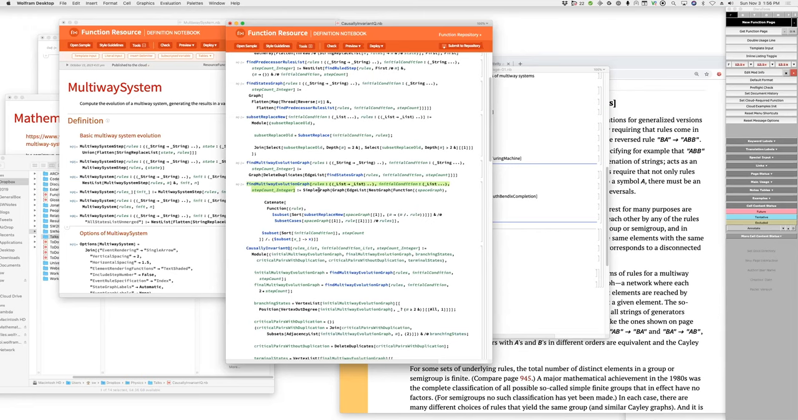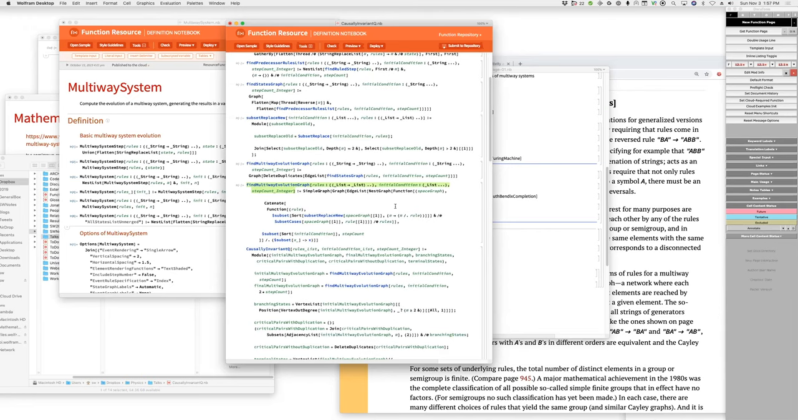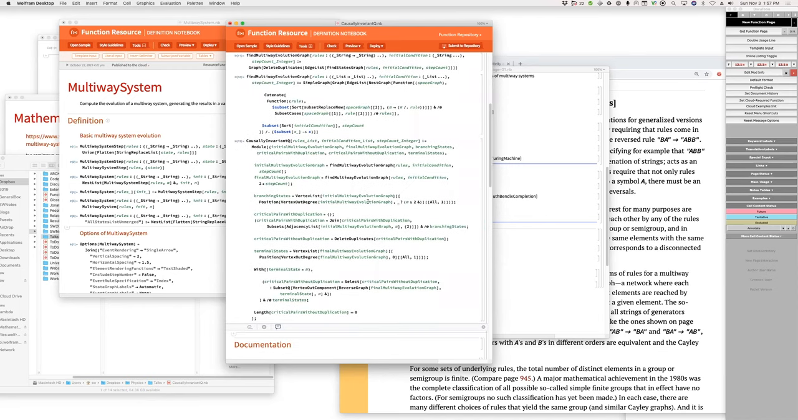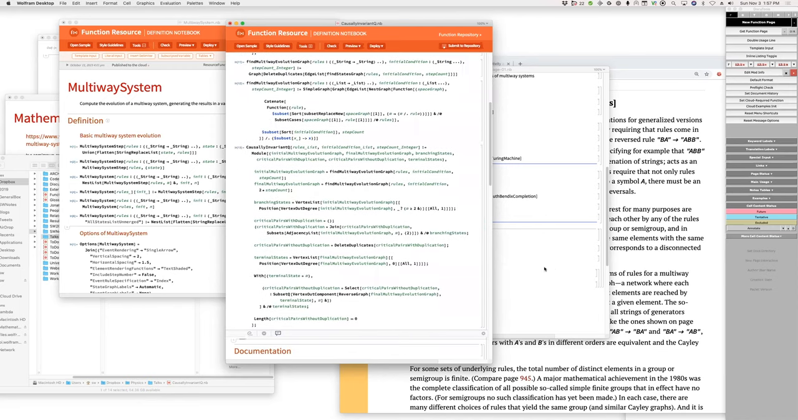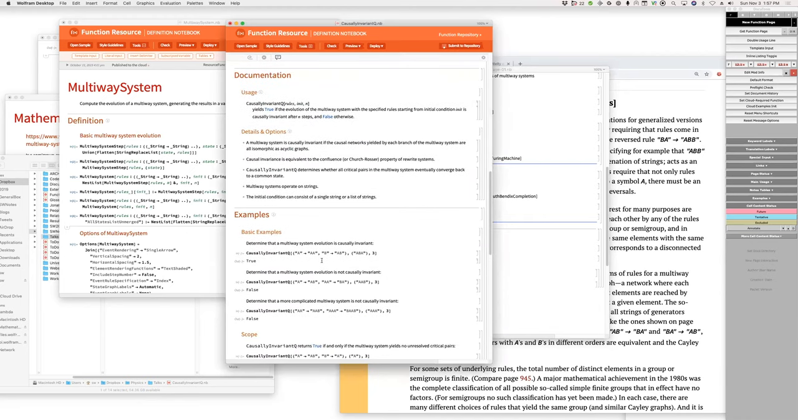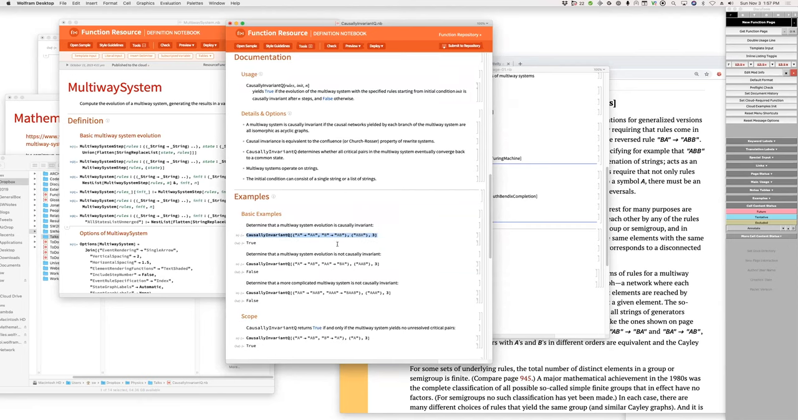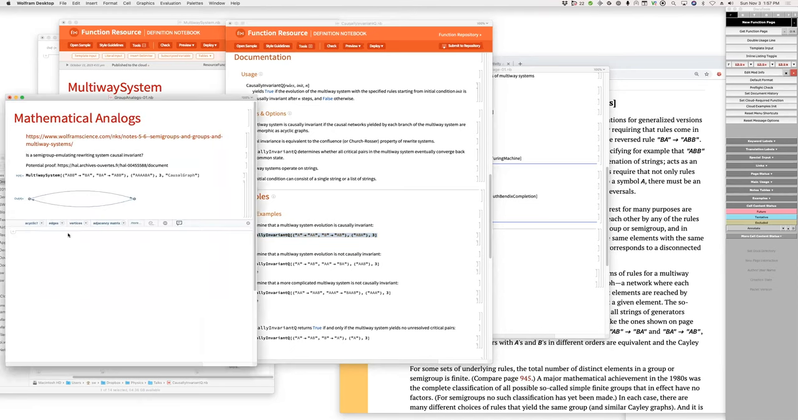Okay, come on, we've got to unscramble this. So this function, you say, if I give some... so down here, by the way, you've got a causal invariant. What is that three doing? That's telling... because causal invariance is undecidable in general, it's really asking if we evolve the multiway system for three iterations, is the evolution causally invariant?